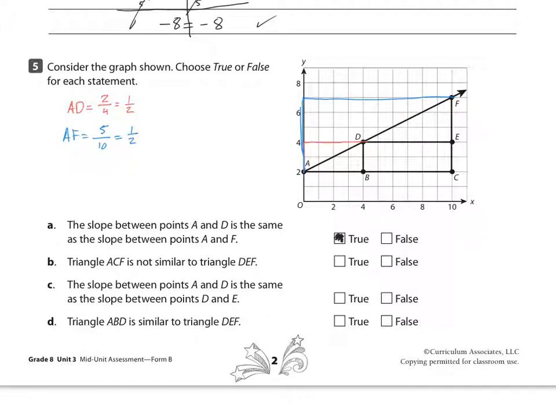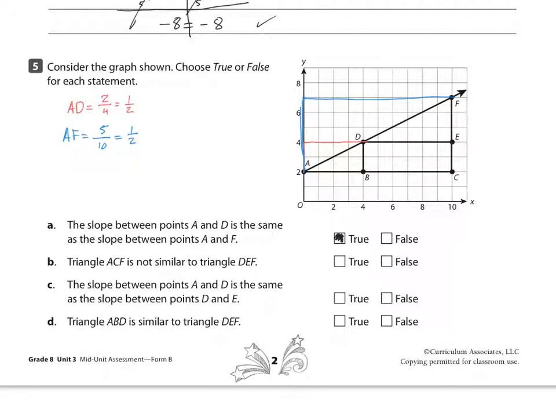Now the next part says triangle ACF is not similar to triangle DEF. The only thing you need to pay attention to is the slope and the sides that they share. Now, let's see triangle ACF. So ACF is the whole triangle. And triangle DEF, so we have DEF. They're saying that they are not the same.